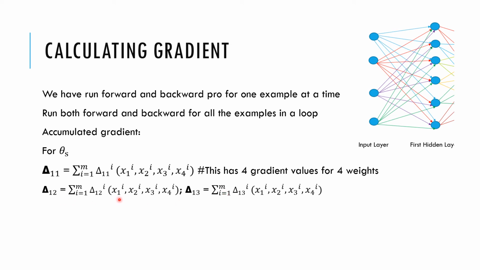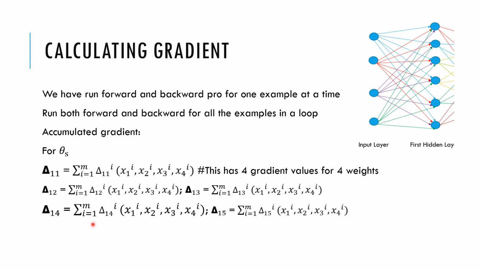We did this for the first node, so we got four gradient values for four weights. Now the second node in the first hidden layer also has four coefficients for the four independent variables. Again the formula remains the same; only the error term will change. This was the error term for the first node, this is the error term for the second node, and this is the error term for the third node.